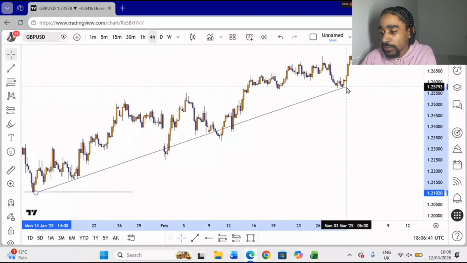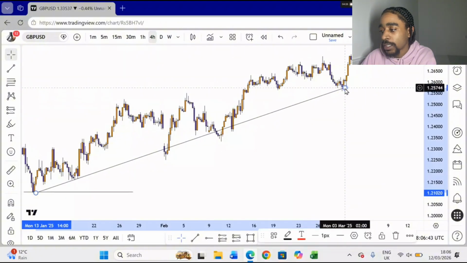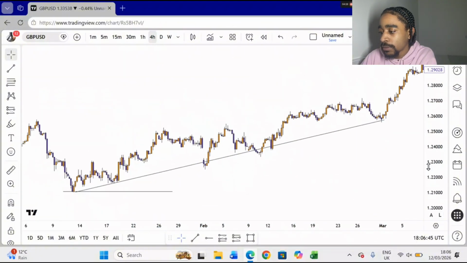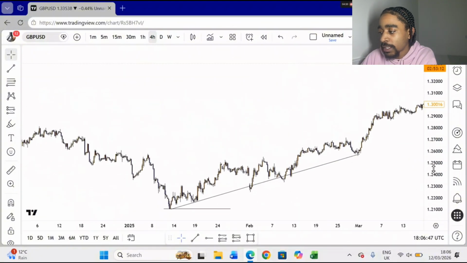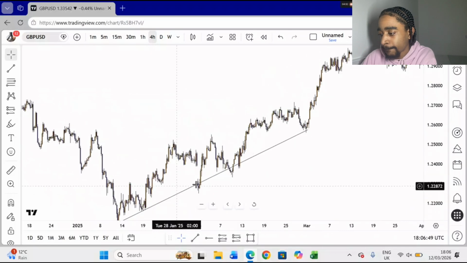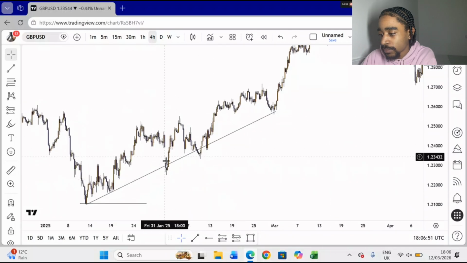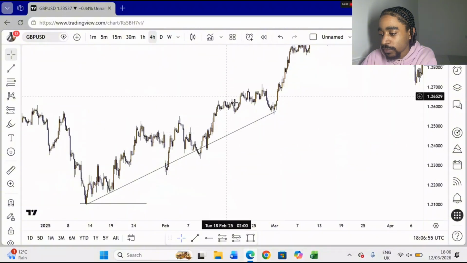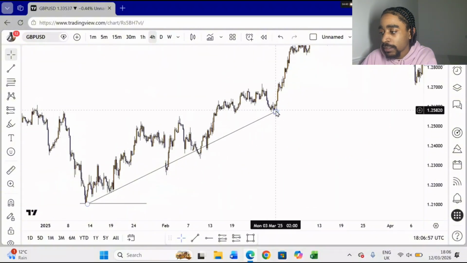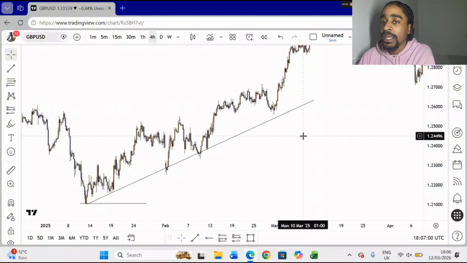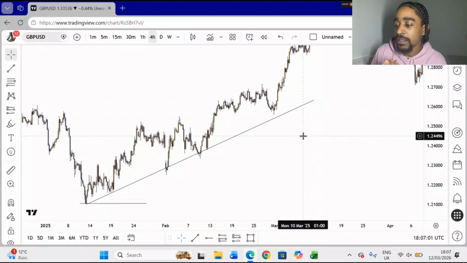And we sustain that trend line. So we actually continue to use that trend line as support. High low, high high, high low. So it's still respecting the trend line. So when it respects the trend line, it also means that it's respecting the direction of the trend.